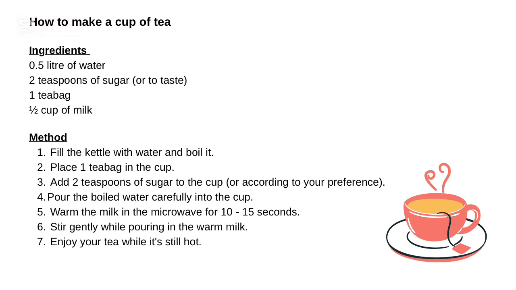Number 1, fill the kettle with water and boil it. Number 2, place 1 tea bag in the cup. Number 3, add 2 teaspoons of sugar to the cup, or according to your preference. Now remember, not everyone adds 2 teaspoons of sugar. Some add more, some add less, some don't even drink sugar.